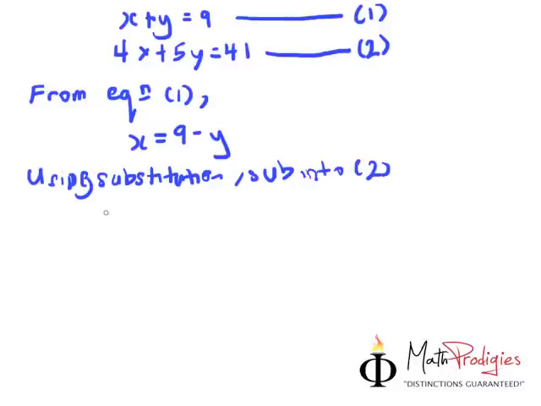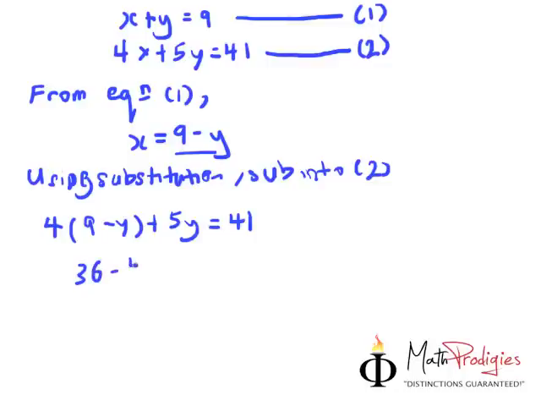Okay, and hence 4 times, now what do we replace x with? We replace it with 9 minus y. So 4 times (9 minus y) plus 5y equals to 41. 4 times 9, 36 minus 4y plus 5y equals to plus 1y, correct? Plus y equals to 41. And hence y equals to 41 minus 36 gives you what? Gives you 5. y equals to 5.